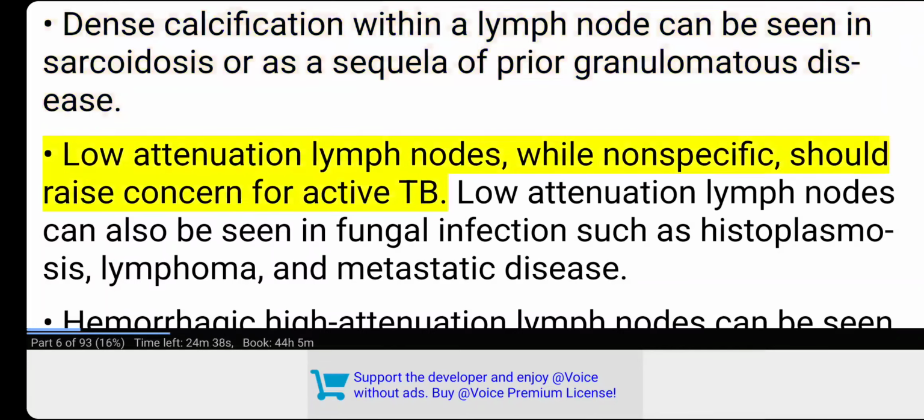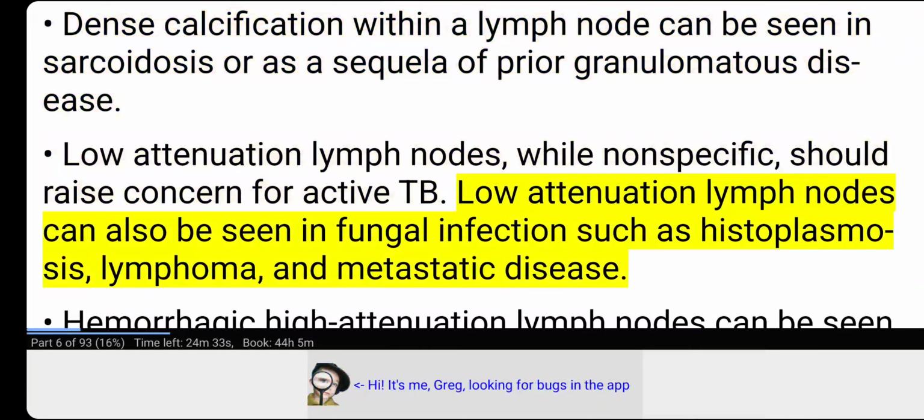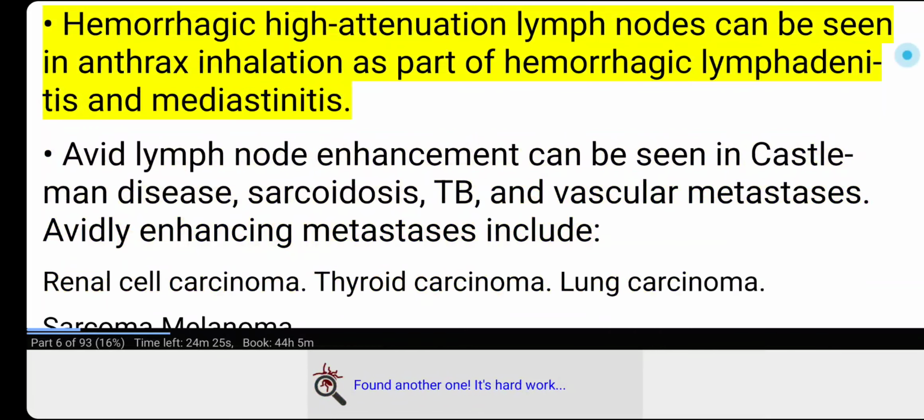Low attenuation lymph nodes, while nonspecific, should raise concern for active TB. Low attenuation lymph nodes can also be seen in fungal infections such as histoplasmosis, lymphoma, and metastatic disease. Hemorrhagic high attenuation lymph nodes can be seen in anthrax inhalation as part of hemorrhagic lymphadenitis and mediastinitis.